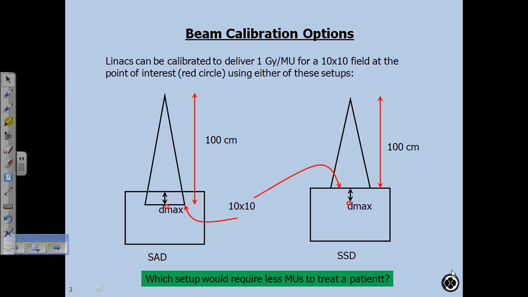Yeah. So TG-51, you measure the dose rate at what point? For what field size? Dmax. A Dmax for 10 by 10. And where's your point of interest? Dmax, 10 by 10. How far is your point of interest from your source? For photons, 100 centimeters; electrons, 100 plus Dmax.